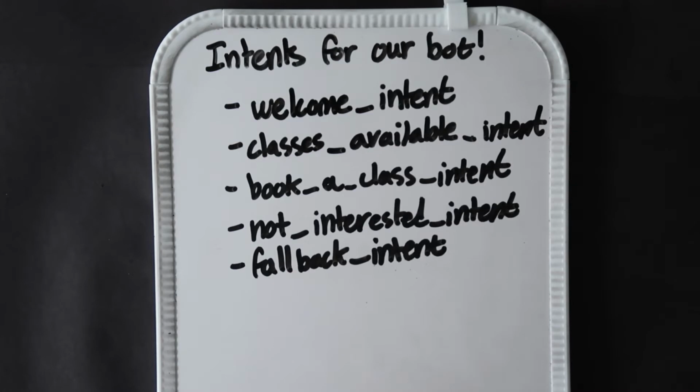For example, if the user asks what classes are available or something similar, the user's utterance will be associated with the classes available intent. If the user responds with a class time and wants to book that given class, the utterance will be mapped to the book a class intent. If the user says cancel or stop, the utterance will be mapped to the not interested intent. The fallback intent catches anything that the user says that is not mapped to any of our intents.